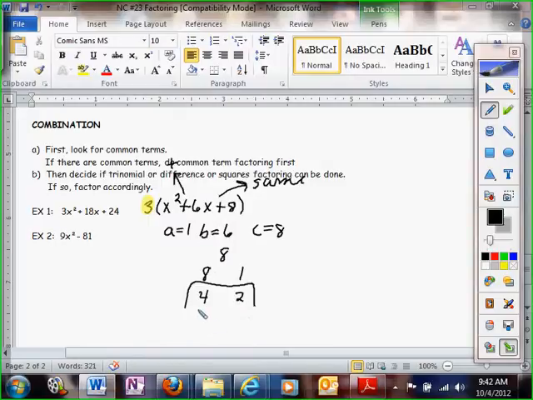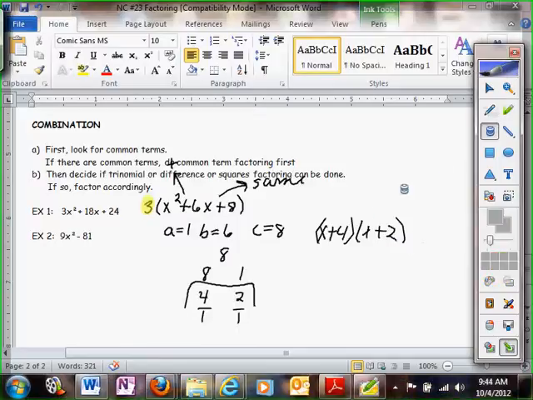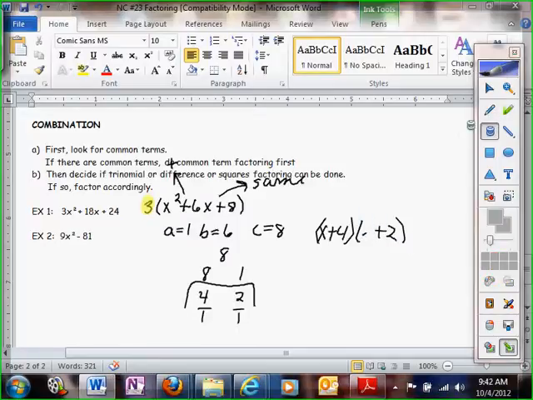My next step is to divide by A, which is 1. The next step is, can I reduce these fractions? No. So finally, the variable goes with the number on bottom. It's going to be x plus 4 and x plus 2. And don't forget this 3 that you pulled out initially. That's my answer.